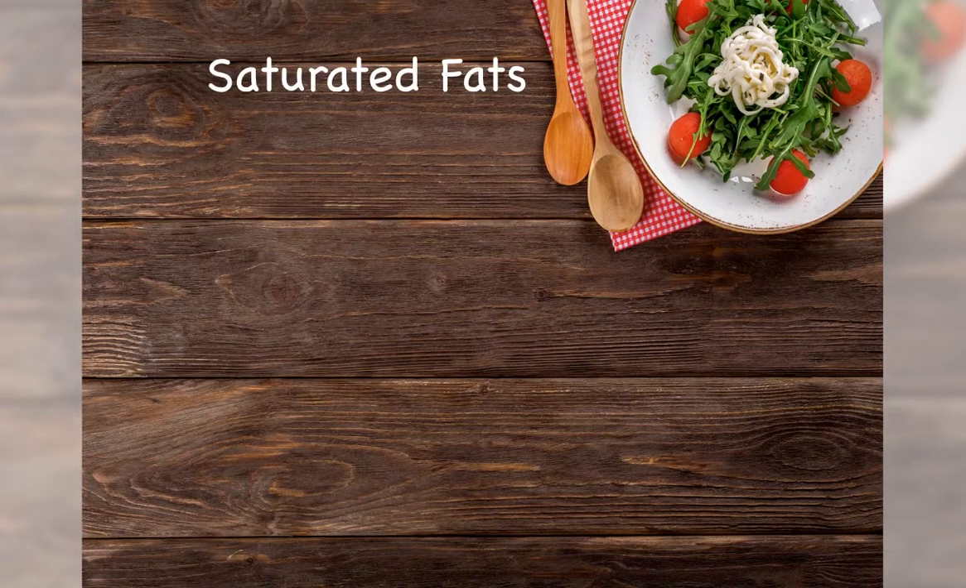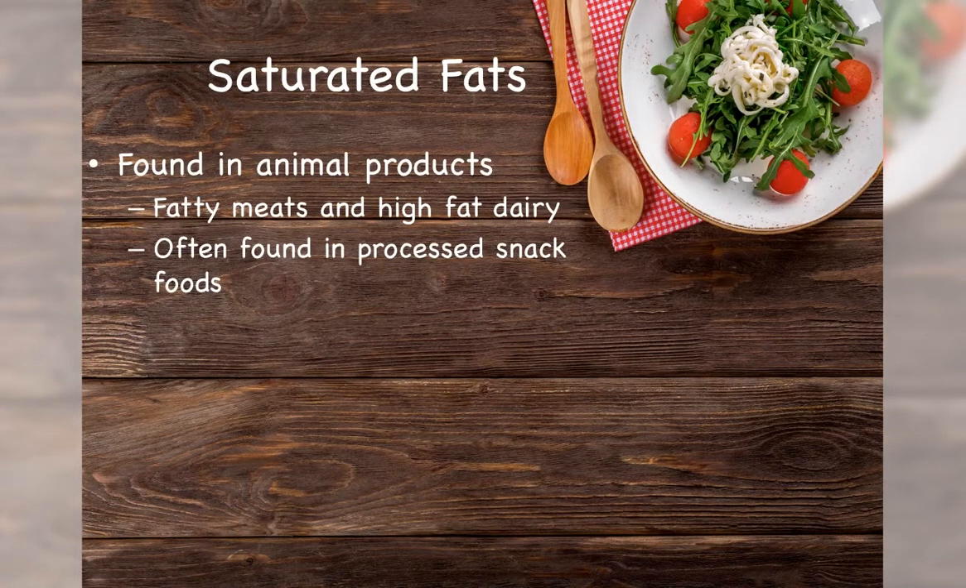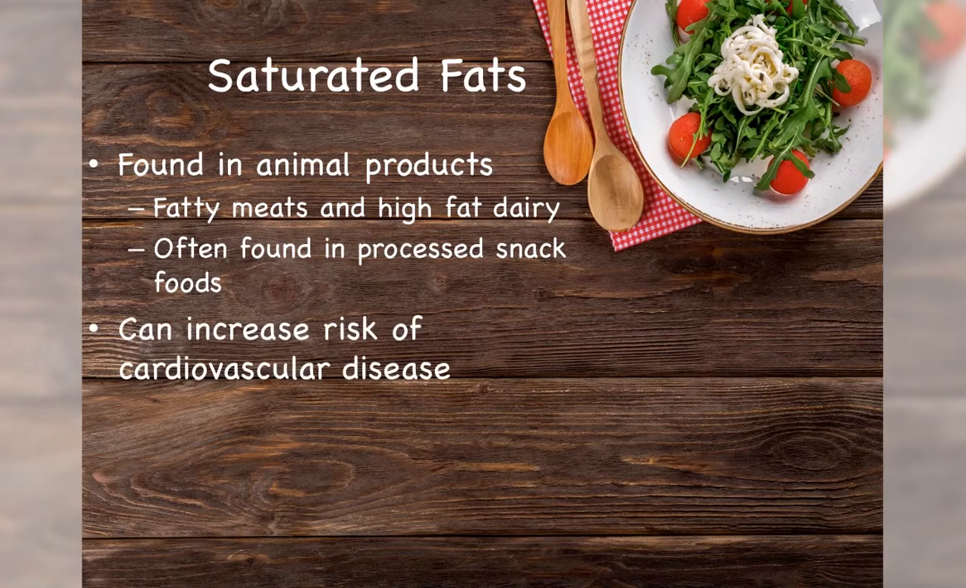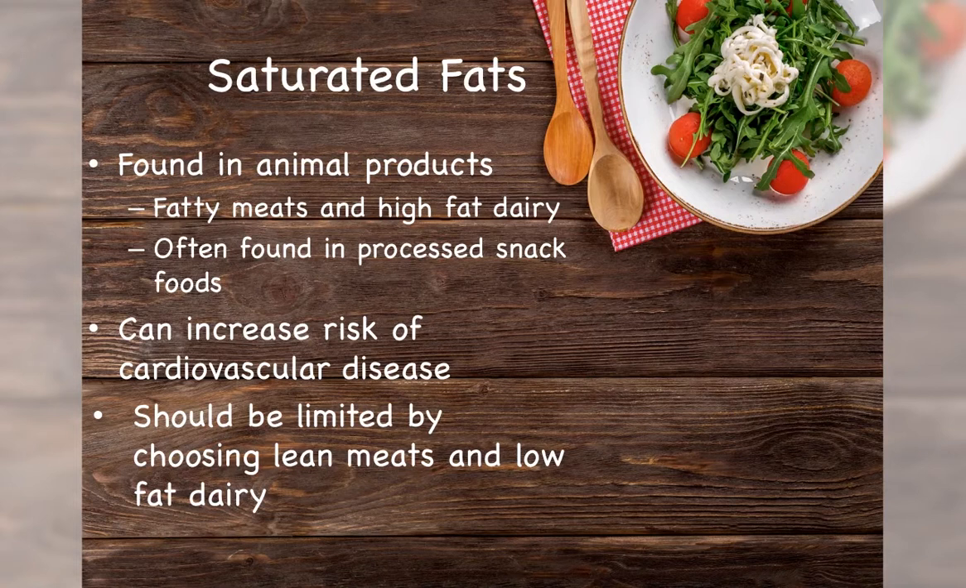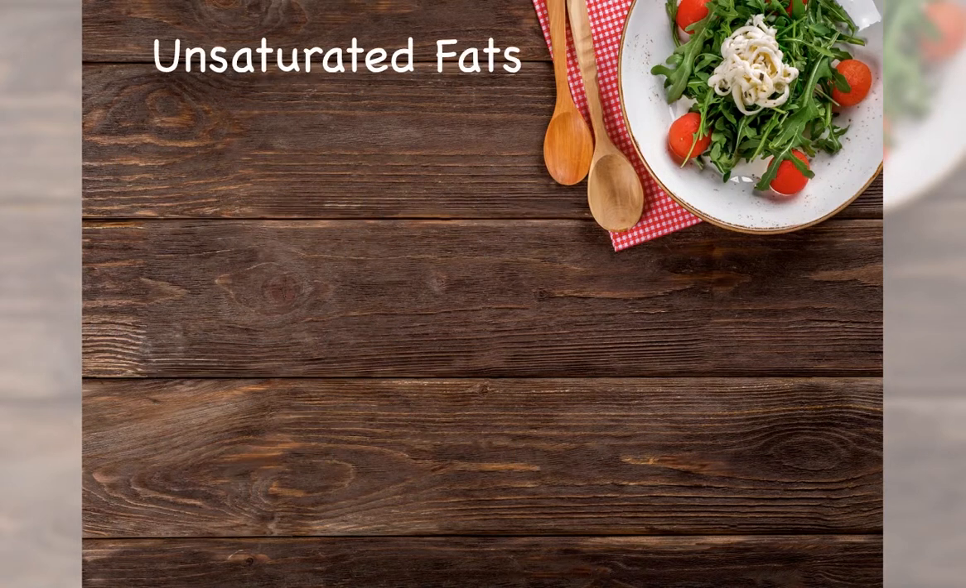The first type of fat we are going to talk about are saturated fats. Saturated fats are found in animal products, like fatty meats and high-fat dairy. Saturated fats are also found in processed snack foods. Saturated fats are considered bad fats, as they can increase risk of cardiovascular disease. Therefore, they should be limited by choosing lean meats and low-fat dairy.